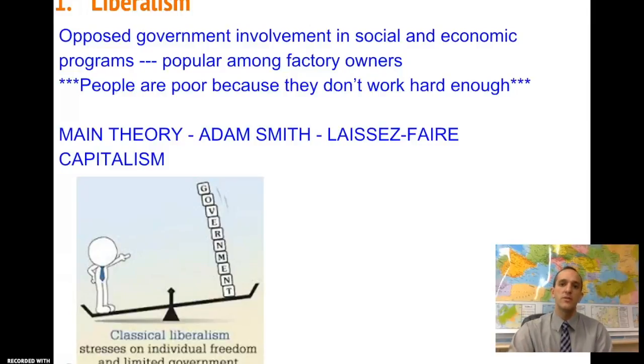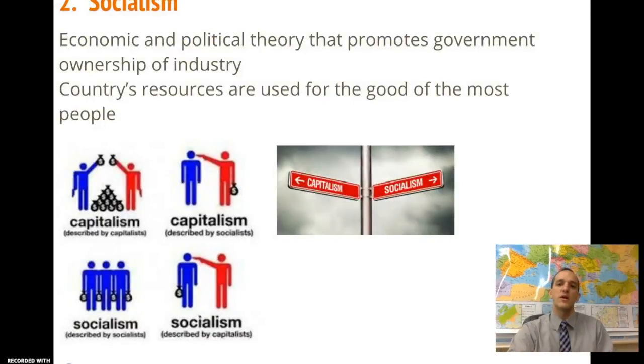So we got liberalism here, government kind of staying out, let the free market decide for itself, no government programs, laissez-faire, hands off, free market economy under Adam Smith. There's another theory that comes up that's really quite the opposite of liberalism. This is what we call socialism.